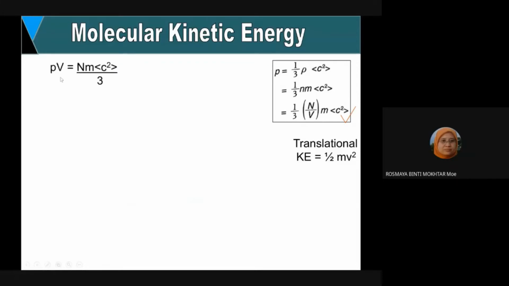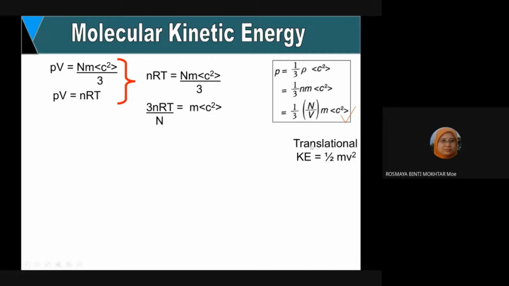We cross multiply V, so PV equals Nm mean square speed per 3. And then also from the equation, PV equals nRT, which I didn't show here. So we combine these two, equate them, and we get nRT equals Nm mean square speed per 3. Now we cross multiply: 3nRT per N on the left side, and on the right side it becomes m mean square speed.